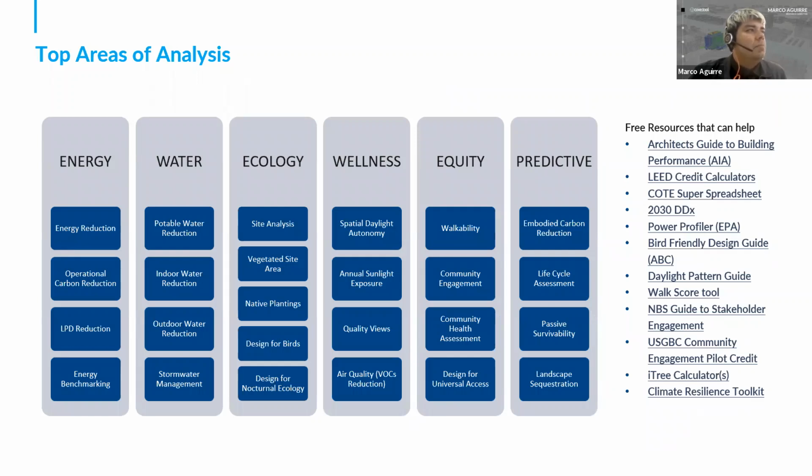There's a lot of different areas of analysis. You can see this kind of spreadsheet here, things looking at energy, water, ecology, wellness, equity, predictive analysis. For today, we're really going to be targeting the wellness, looking at different things that improve occupants' comfort, like SCA, ASC, quality views, and so on.